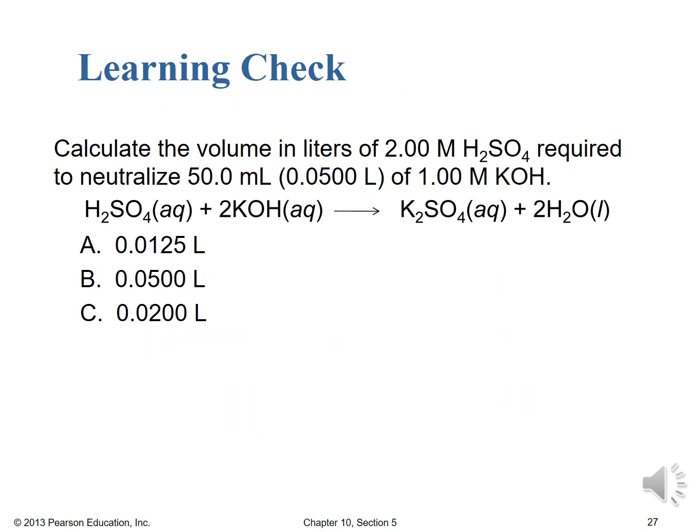Okay, as promised, here's your learning check where you're going to calculate the volume in liters of 2.00 molar sulfuric acid, H2SO4, required to neutralize 50.0 milliliters, or 0.0500 liters, of 1.00 molar KOH. You're given the balanced chemical equation here, and you have a few multiple choice answer selections. So go ahead, work the problem rigorously, and then decide if A, B, or C is the best answer. Pause the video here while you do your work. Start back up once you're ready to check that work.